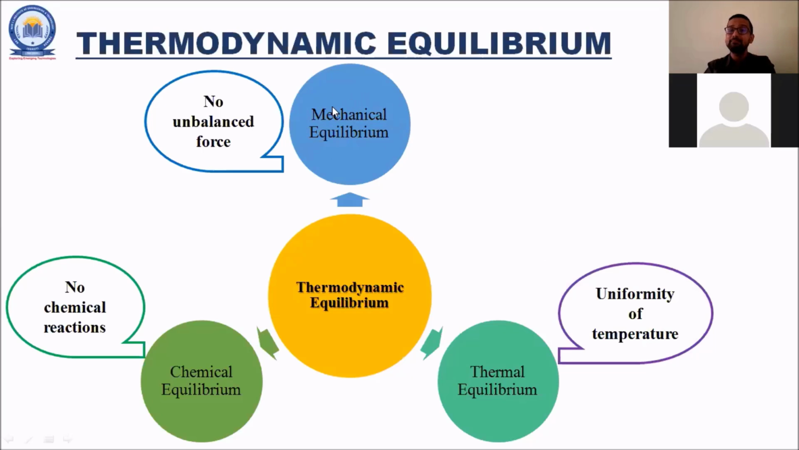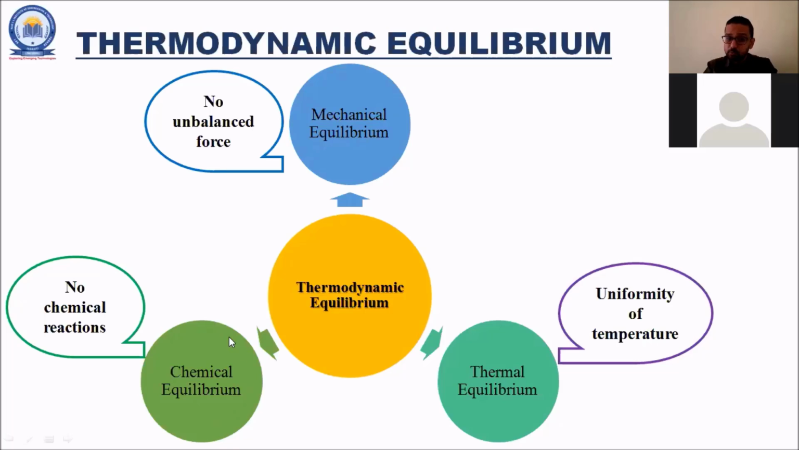Mechanical equilibrium can be considered as the state of the system in which all the forces acting on the system or inside the system are balanced by one another. That means the system does not have any unbalanced force. And if this condition exists in the system, then we can say that the system has attained mechanical equilibrium.